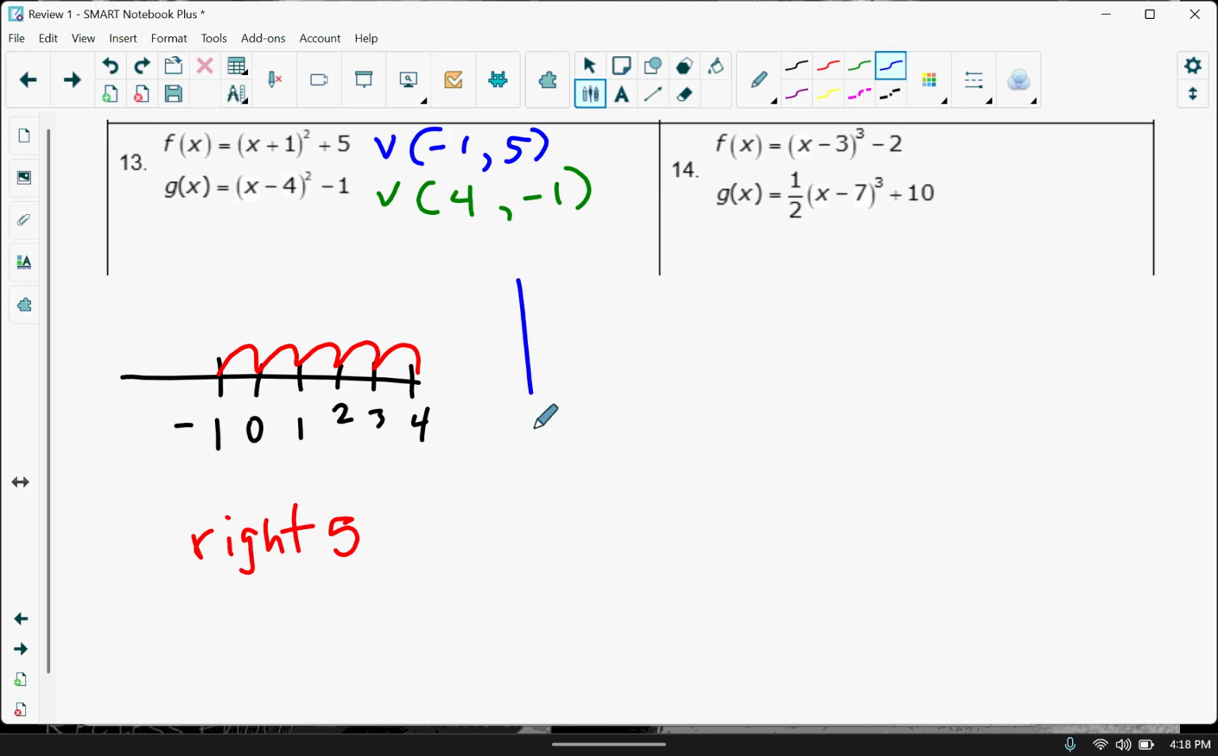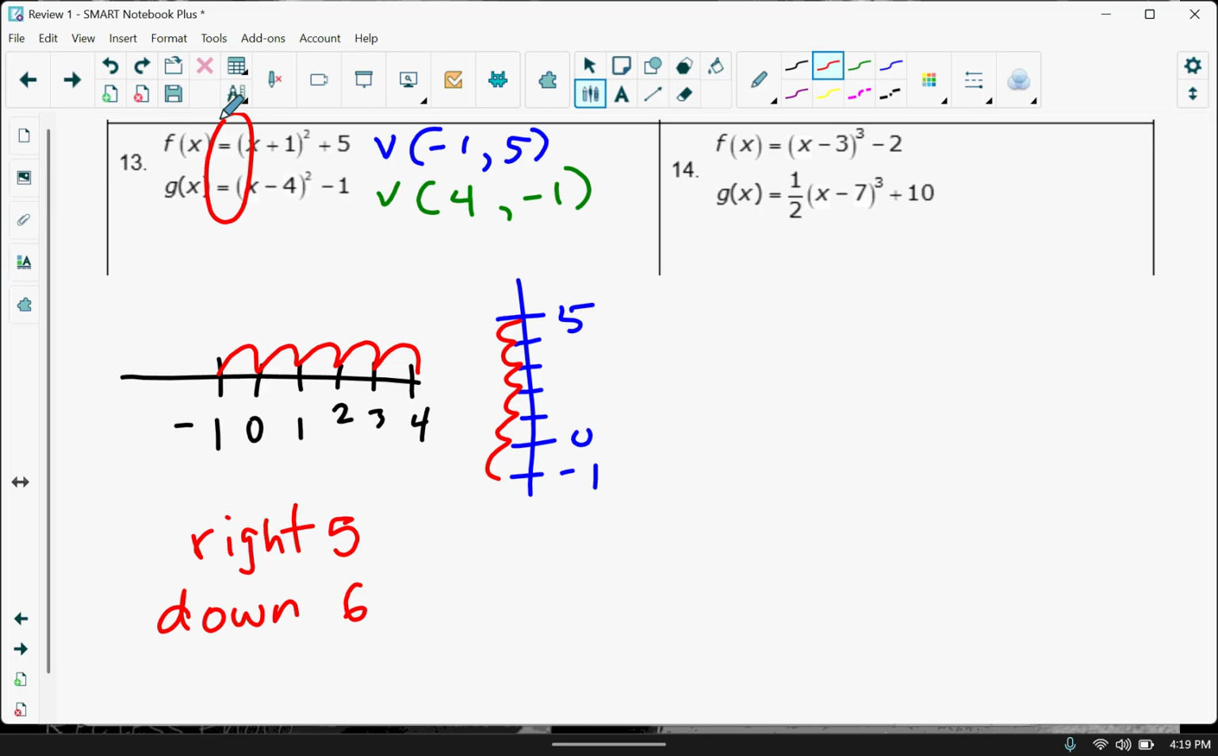Then I do the same thing for the y-axis. I'm going to start at 5, and I'm going to count down to get to -1. So here's 4, 3, 2, 1, 0, and then here's -1. So if I count which way I went down 1, 2, 3, 4, 5, 6. So this is going to be down 6. Now you look at the fronts. The fronts are the same on both of those, so we don't have to talk about those.